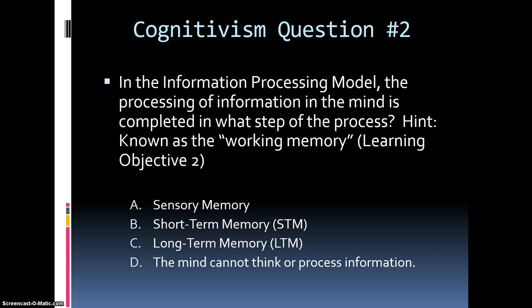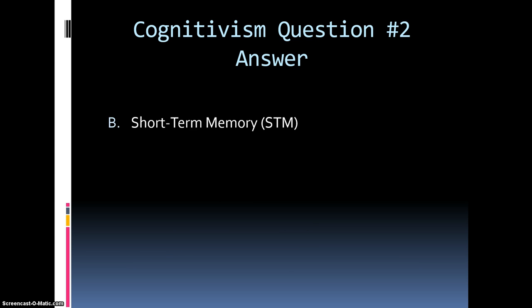Cognitivism, question number 2. In the information processing model, the processing of information in the mind is completed in what step of the process? Hint, known as the working memory. This is from Learning Objective 2. A, sensory memory. B, short-term memory. C, long-term memory. Or D, the mind cannot think or process information. And the correct answer is B, short-term memory.